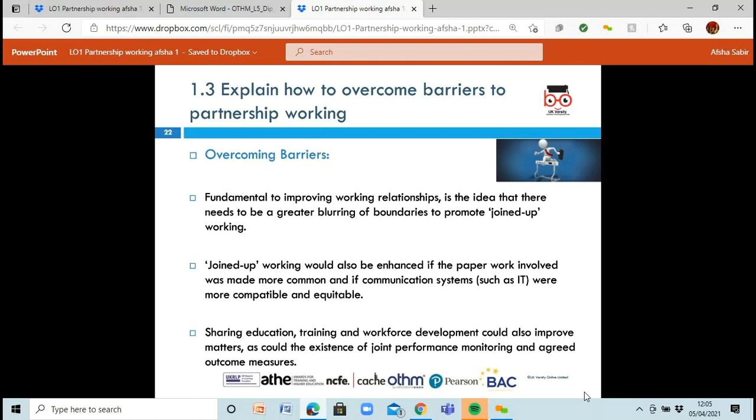Education and training. So do your workforce development. Say, for example, if you've gone for training, you can go back and teach your colleagues exactly the procedures you've learned or the new legislation you've learned. You can pass it on. You can be a mentor to them. So share the information.